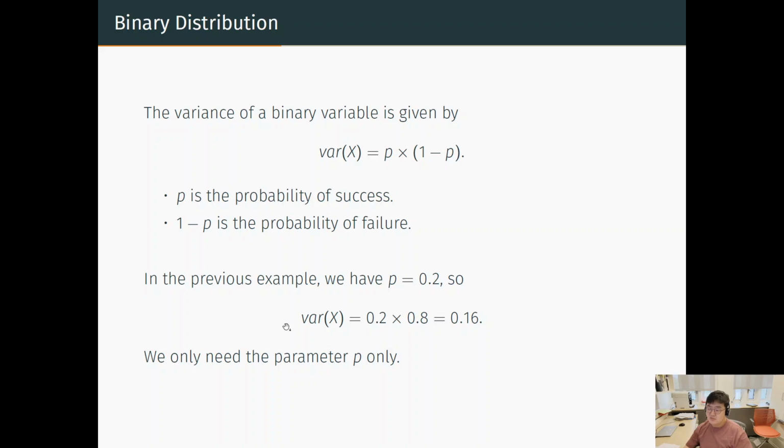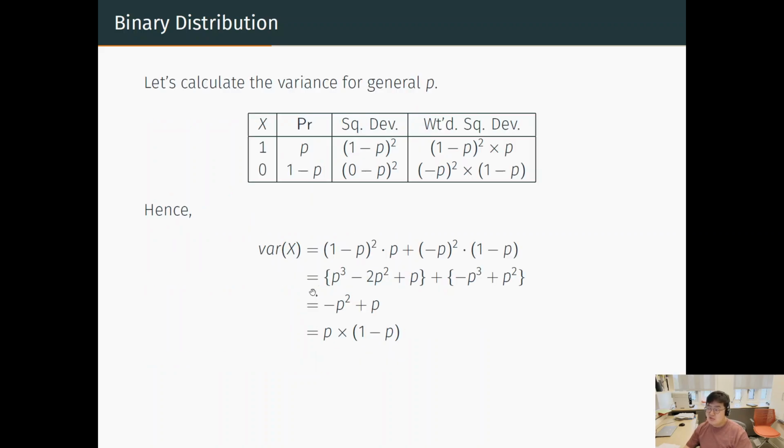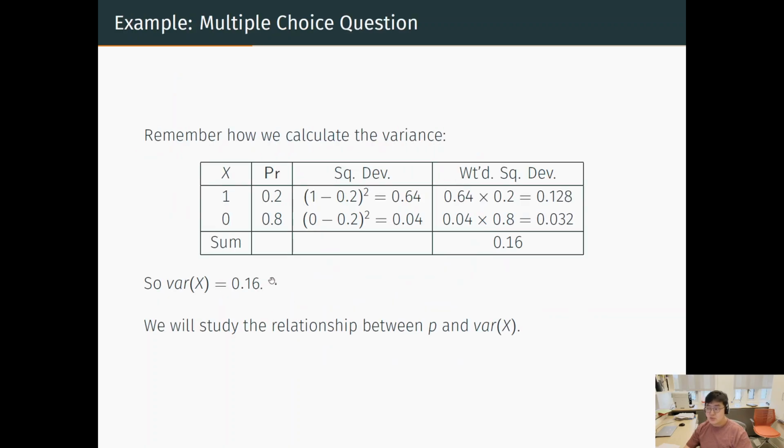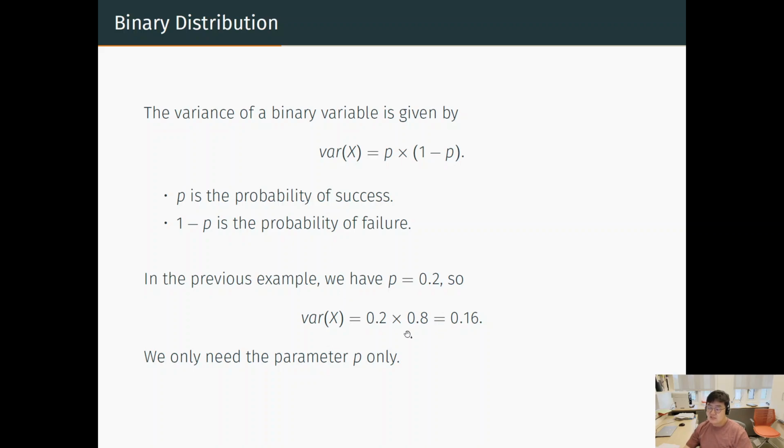It is pretty simple. Earlier we went through all this algebra to obtain 0.16, but actually if you know the probabilities, then the shortcut is just to multiply those probabilities. It is just a special property for a binary random variable, right? So again, the point is that we use only one parameter to explain probability, mean, variance, and everything. So that's the point of doing this modeling, right?